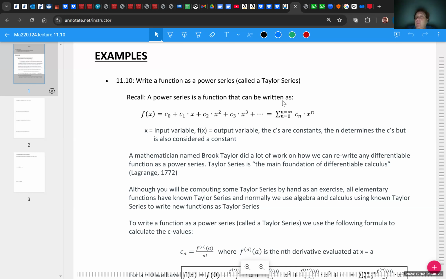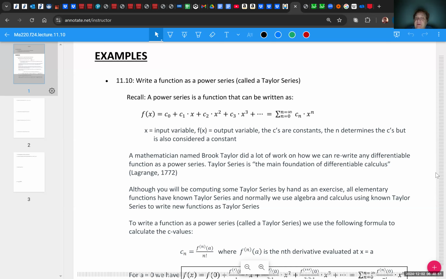Okay, although we are going to practice computing some Taylor series by hand, all the elementary functions that you've learned in pre-calculus and beyond have known Taylor series. So once we get our feet wet with how Taylor series are created, we probably won't do them ever again, because we'll use the known Taylor series of all the elementary functions to create new Taylor series of functions we don't already know the power series for.